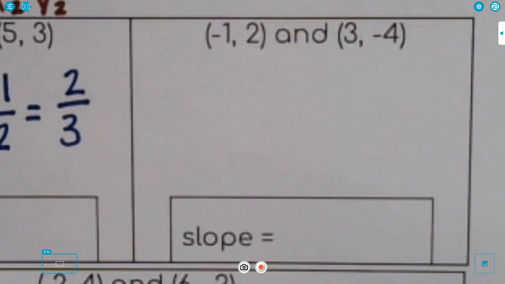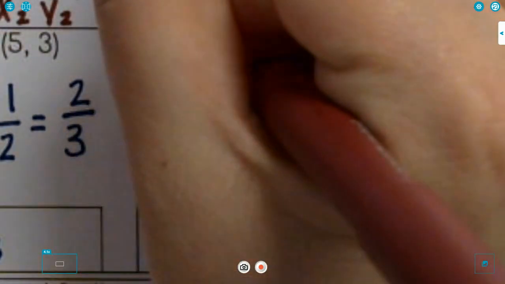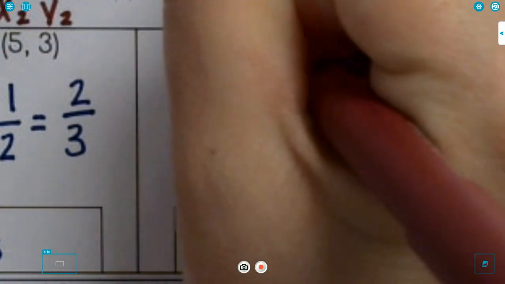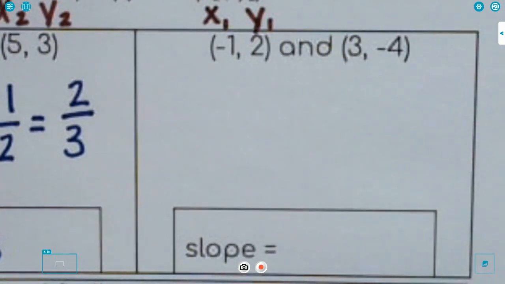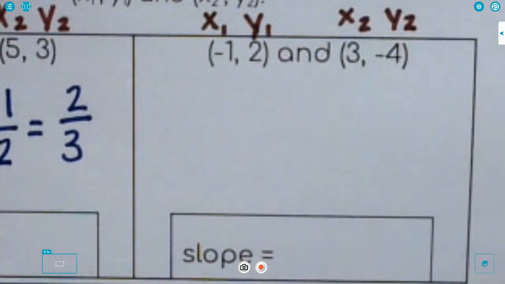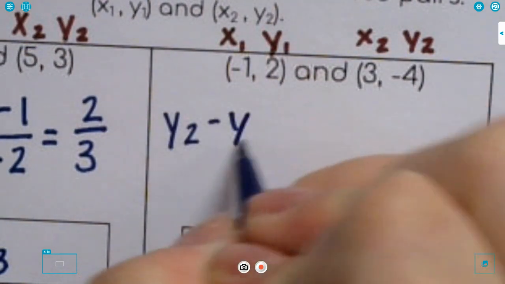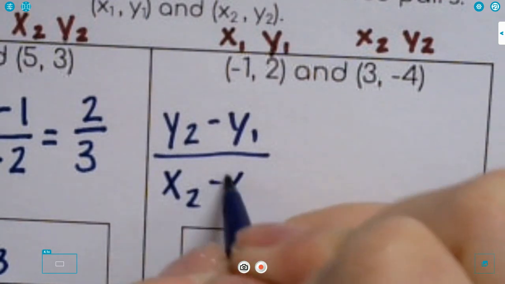-1, 2, and 3, -4. First thing that I'm going to do is label my x's and y's. So this is x and y from my first ordered pair. This is x and y from my second ordered pair. Okay. So now we can do y2 minus y1 on top. I'll write it down again. y2 minus y1 over x2 minus x1.